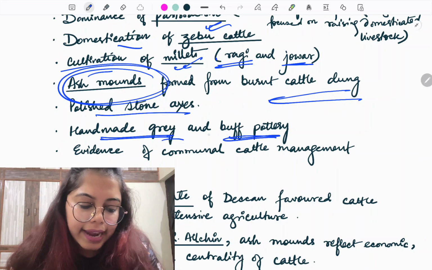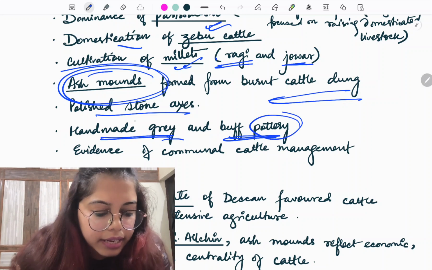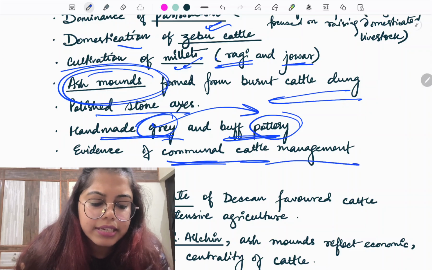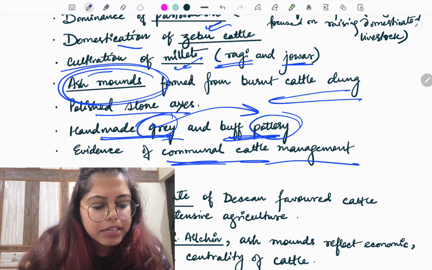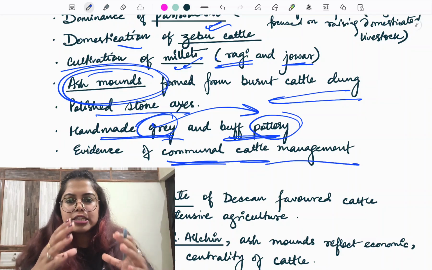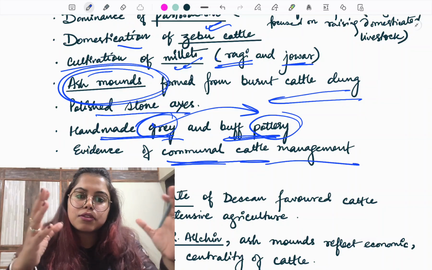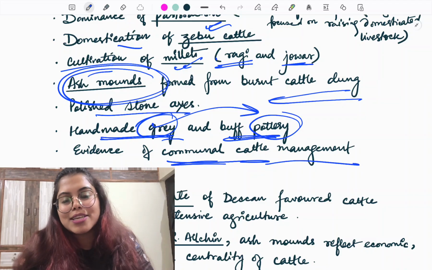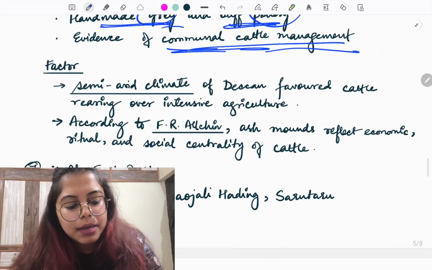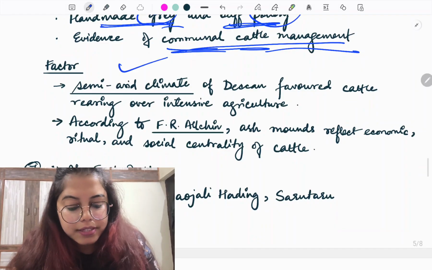Polished stone axes, handmade gray and buff pottery. Basically, just remember that it was gray pottery. Okay, and then there is evidence of communal cattle management. As I told you about the ash mounds, so much cattle dung was accumulated in one place, so definitely it was a community effort. So communal cattle management might have existed.